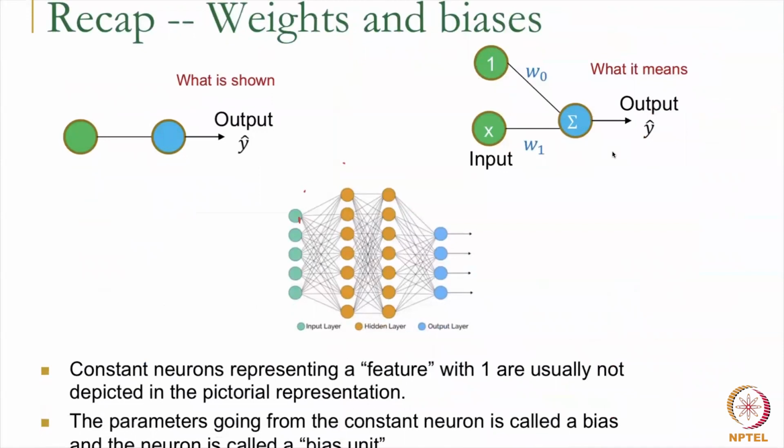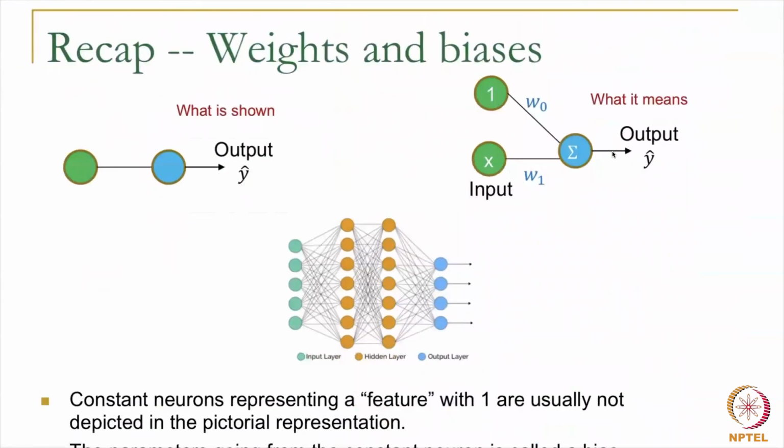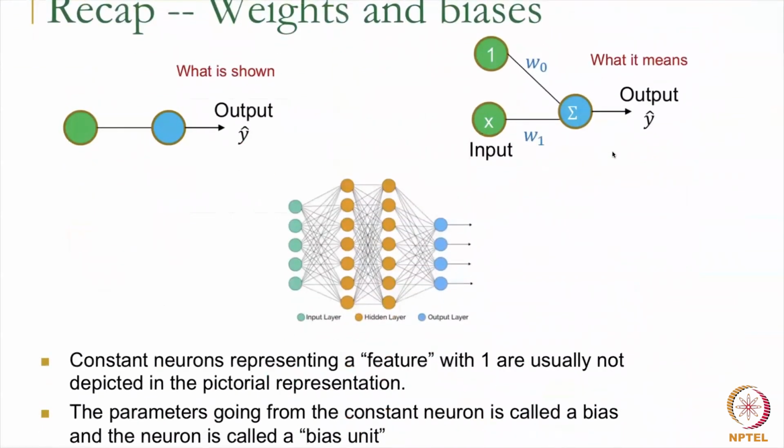So one important thing in terms of pictorial notation. So this is basically a pictorial notation, weights and biases, as I talked about. Now, typically what is shown in a network is something of this sort. Okay, the biases are almost never explicitly shown. Something of this sort is what is shown. But what it really means is there is an extra unit here which feeds into all these.